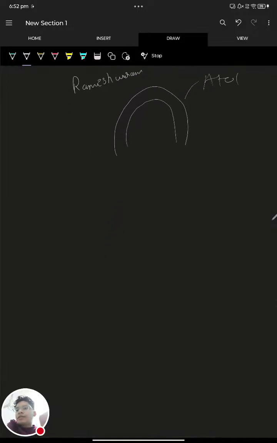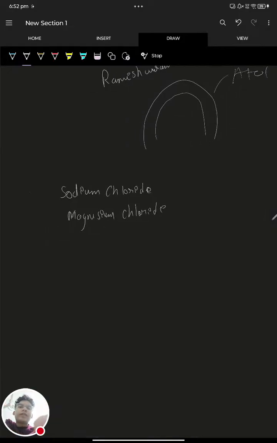So salt in the ocean, the most is sodium chloride. The second most is magnesium chloride. Sodium's atomic number is 11 and magnesium's atomic number is 12. Pretty easy to learn. Then there is magnesium sulfate.